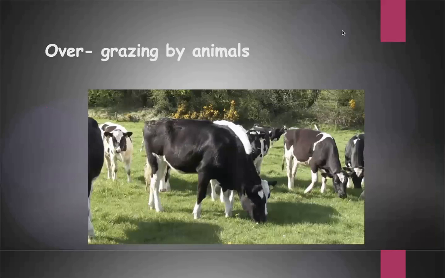The second reason is overgrazing by animals. Now, cattle, goats, and cows, etc., are allowed to graze for a particular time in a certain area. In case they are allowed to overgraze in a particular area for a longer period of time, almost all the plants and the grass that are covering the area will be eaten away by these animals, which will expose the top layer of the soil.